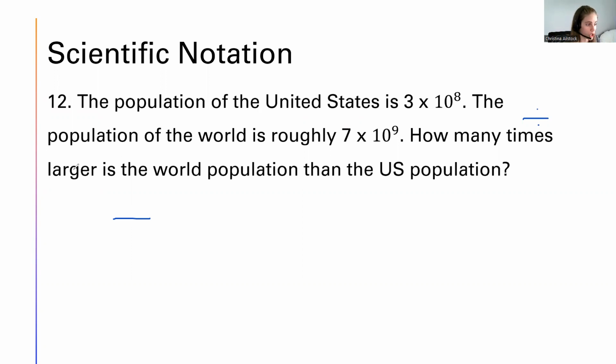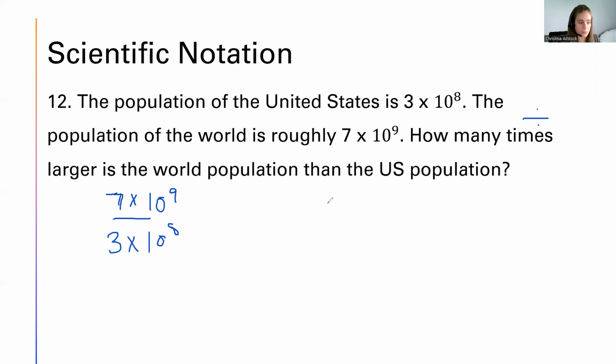So when we read the problem, we want to know how many times larger the world population is than the US population. The world population is going to come first. That's going to be our numerator. And then the US population is going to be our denominator. So how many times larger is the world population than the US population? If I take the world population and divide it by the US population, I will get my answer.